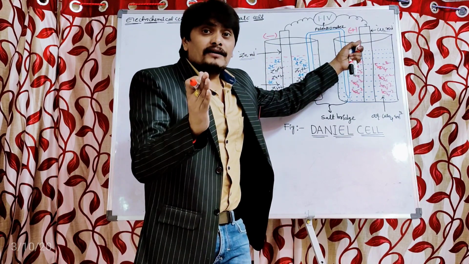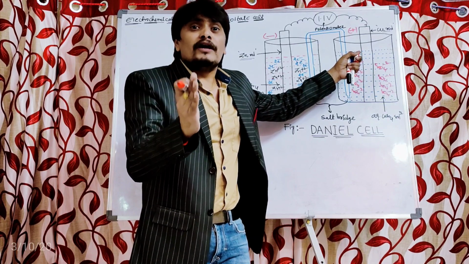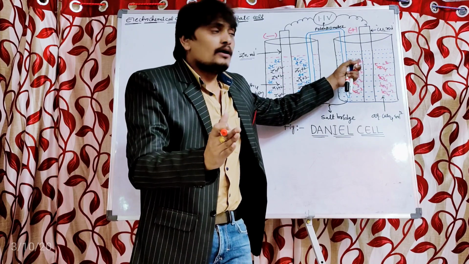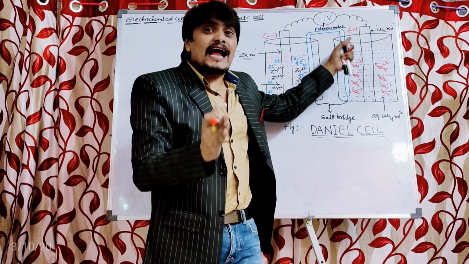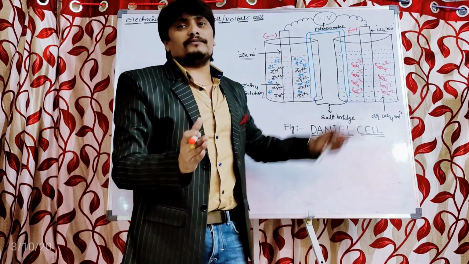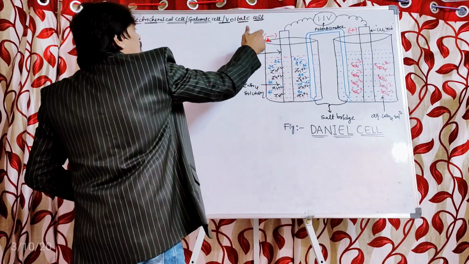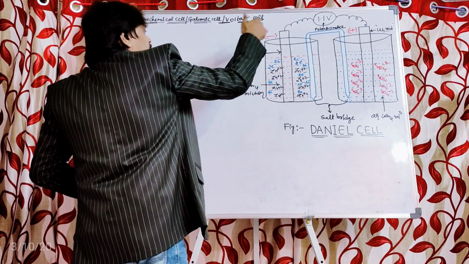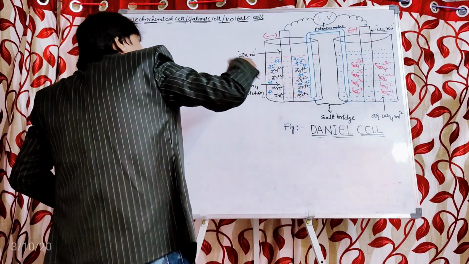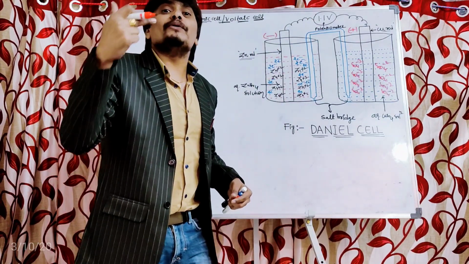But here reduction is taking place, and the electrode at which reduction occurs is cathode. It is positive, but as it is acting as cathode and undergoing reduction, it is cathode. That is the reason anode is negative and cathode is positive in the electrochemical cell.